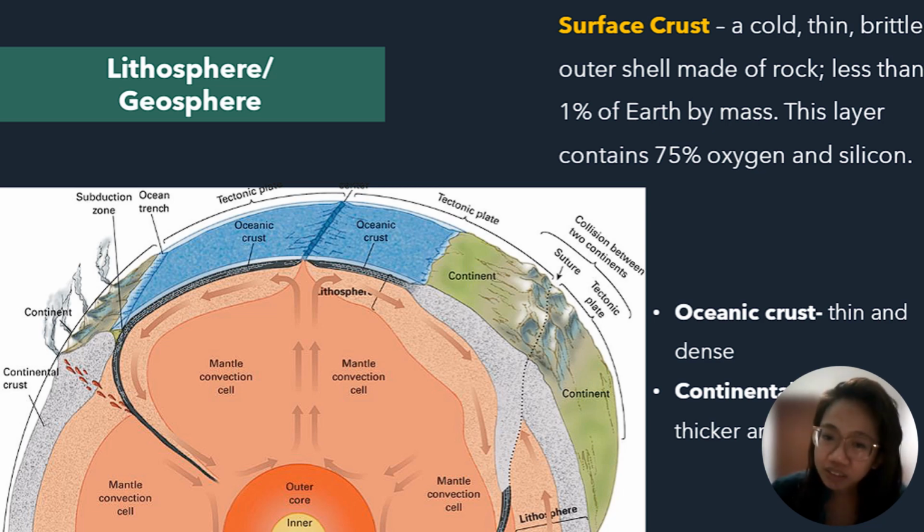On the other hand, you have the continental crust, which is thicker but is not as dense as the oceanic crust. This is where you find the other landforms like mountain ranges, volcanoes, valleys, plateaus, and the like.